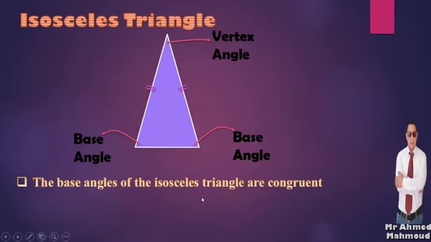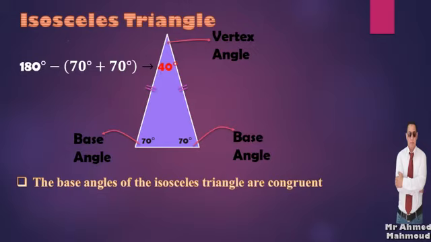The base angles of the isosceles triangle are congruent, and all of us remember the word congruent means equal in measure. Okay, for example, if this angle equals 70, then this angle must be 70 because they are equal in measure. To find the third angle we are going to do the following: 180 minus (70 plus 70) equals 40 degrees.